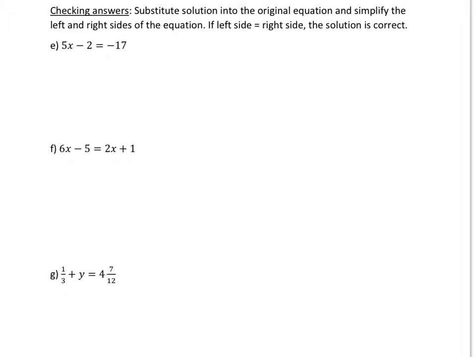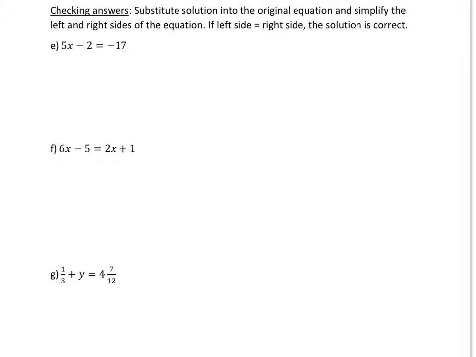Checking our answers is really a neat thing that you can do with solving equations, so you can always check that your answer is correct. We do this by substituting our solution into the original equation and simplifying the left and right sides of the equation. If the left side is equal to the right side, then the solution is correct. I've recopied questions E, F, and G from the previous slide, and I'll show you how we check those solutions.